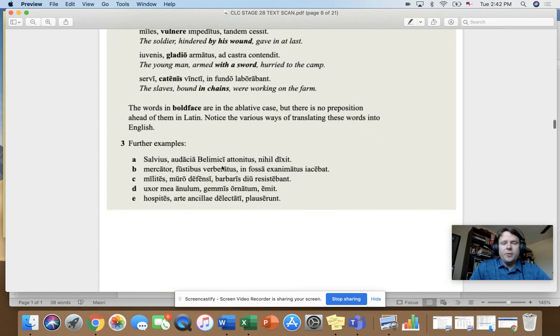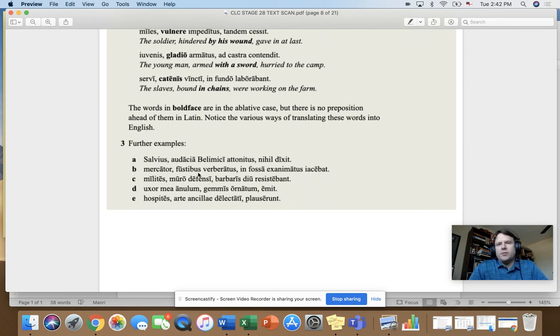So here we get a whole bunch of other examples. Attonitus, we know that means astonished. And so audacia, notice the word is in the ablative, there's no preposition there. So by the audacity of Bulbus, by Bulbus's audacity. Beaten with clubs, boy, what a terrible sentence, but having been beaten with clubs or by clubs. Defensi, defended with a wall. Ornata, adorned, decorated with jewelry, gems. Delighted by the skill of the slave girl. So in every one of these instances, audacia, fustibus, muro, gemmis, arte.